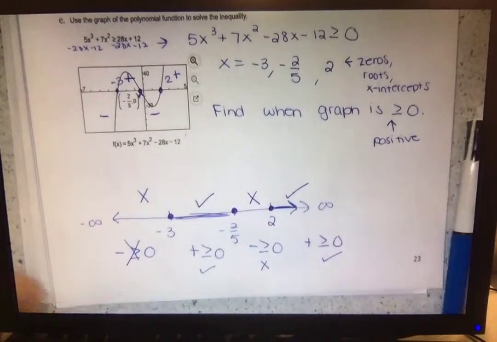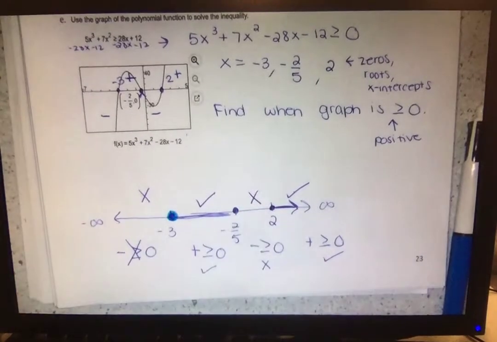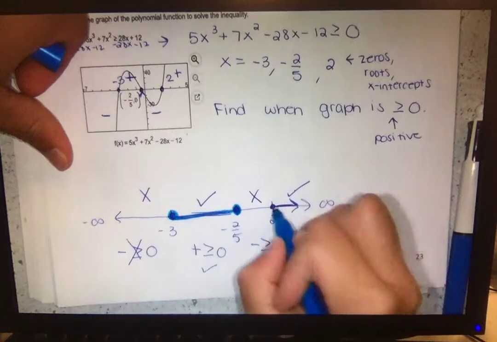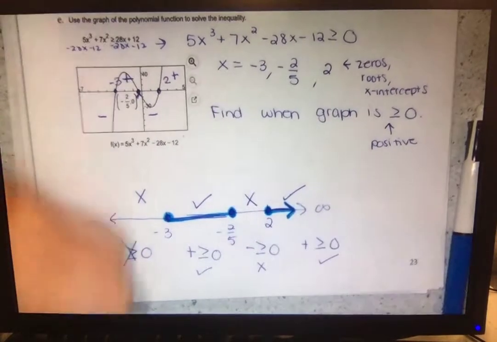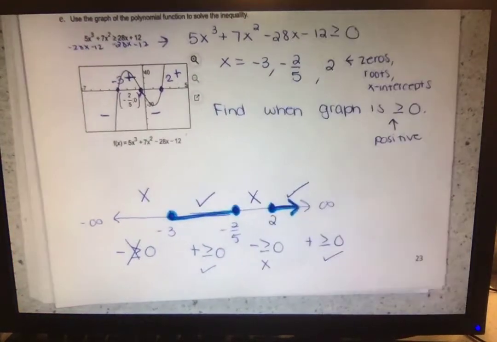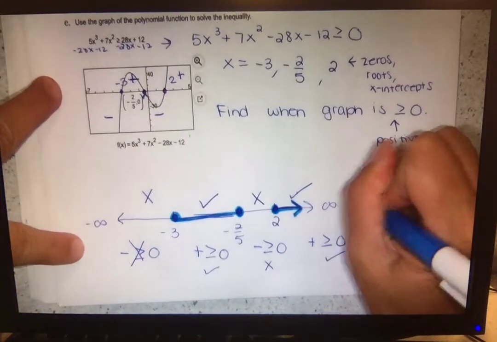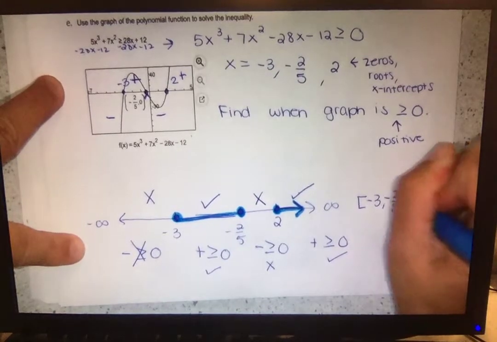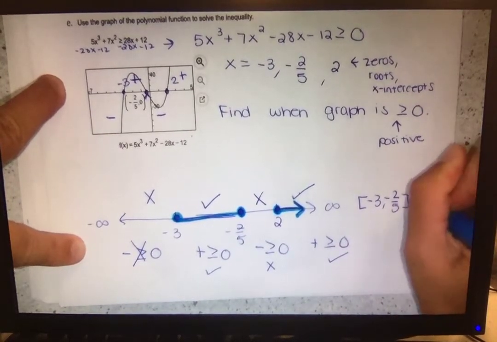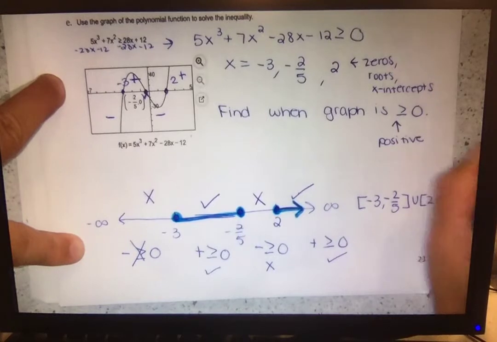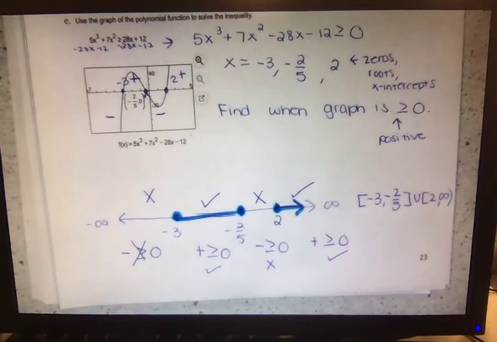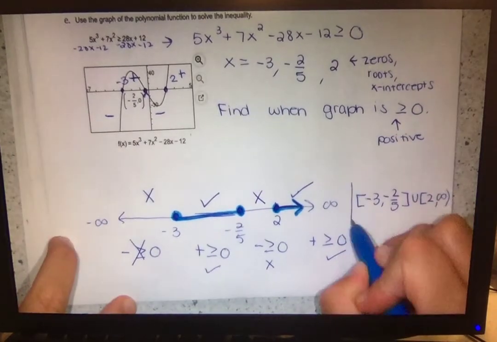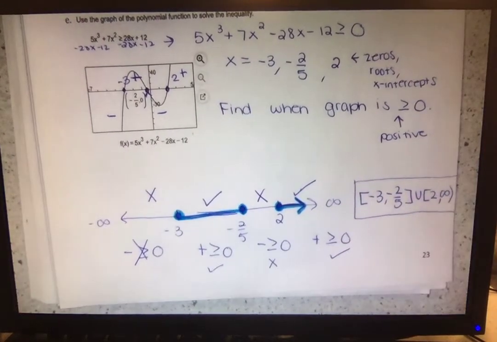So just like before, we have our number line all filled out. What worked was from negative 3 to negative 2 fifths, and from positive 2 to infinity, including our endpoints, so we're going to use brackets. So our final answer: bracket negative 3, comma, negative 2 fifths with another bracket, or from 2 with a bracket to positive infinity. We always use parentheses for infinities. Final answer. So that is all of 3-6.